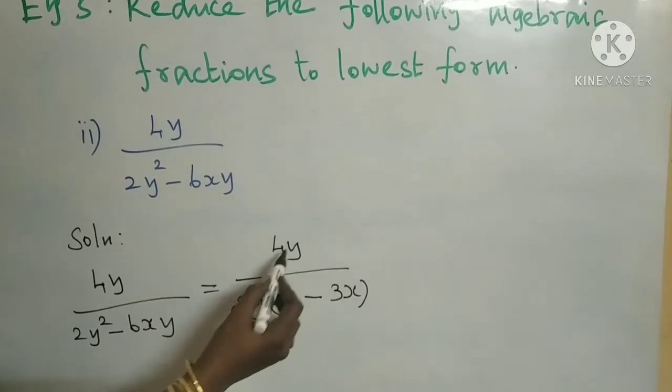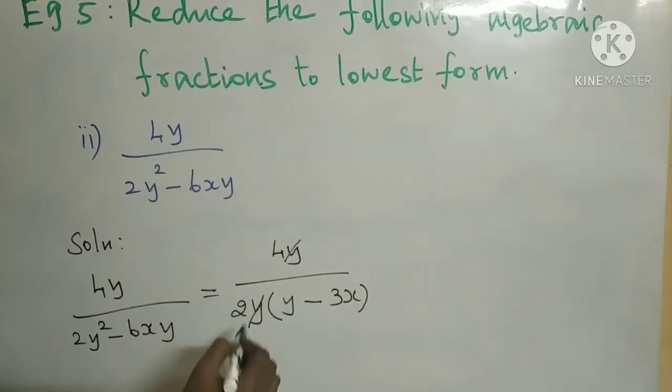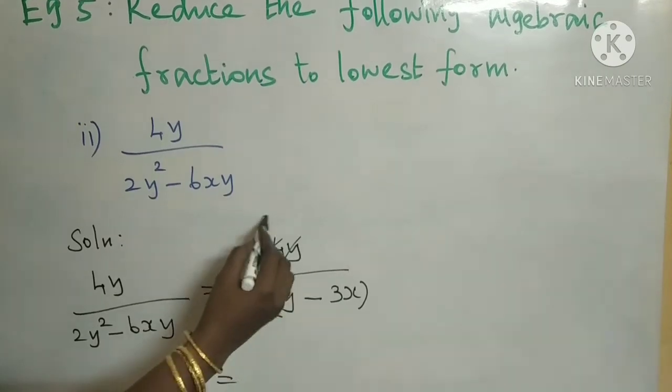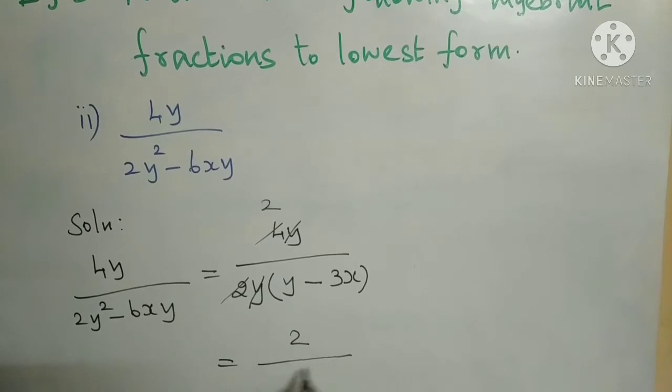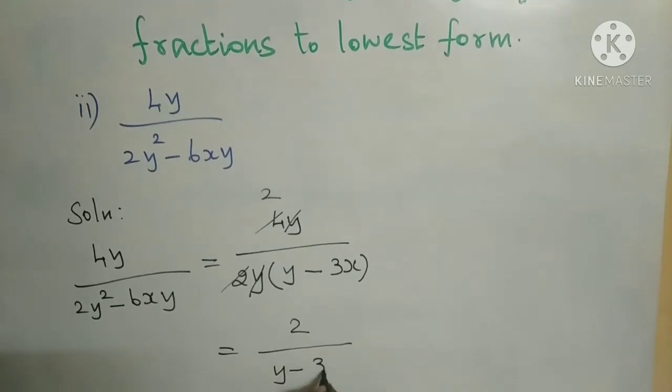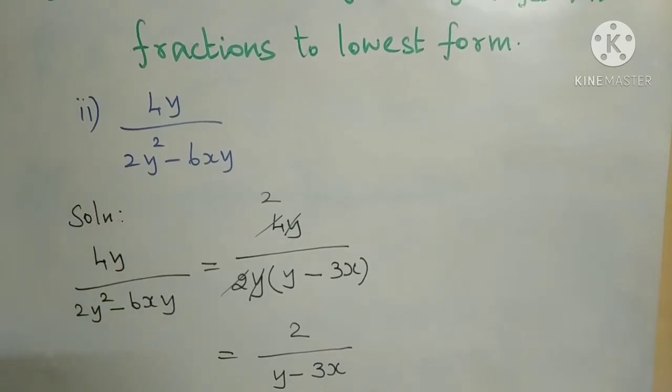Now we can cancel the numerator and the denominator y term. So 2 2s are 4. So what is the answer? 2 by y minus 3x. So this is the lowest form of this given fraction.